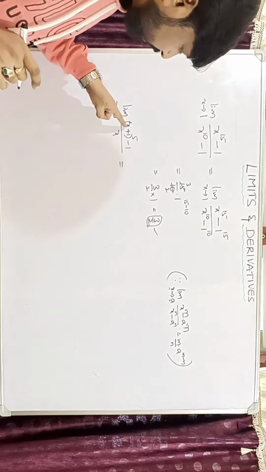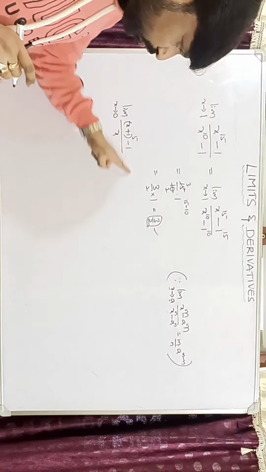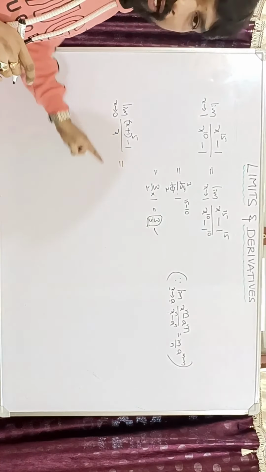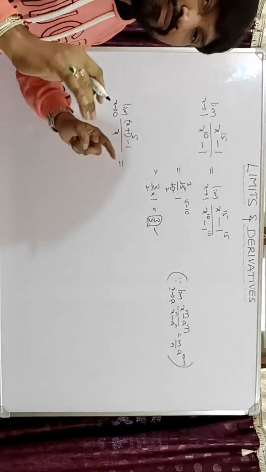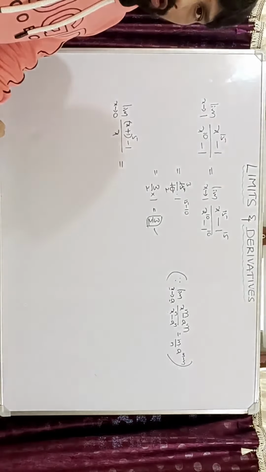If you take x equals 0, what happens? 0 plus 1 is 1. 1 power 5 is 1. 1 minus 1 is 0, so the numerator is 0. The denominator is directly 0. So it is 0 by 0, an undefined format. That's why I am going to select any one of the following methods.